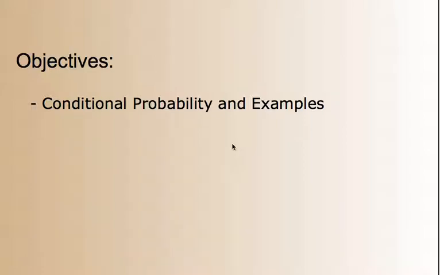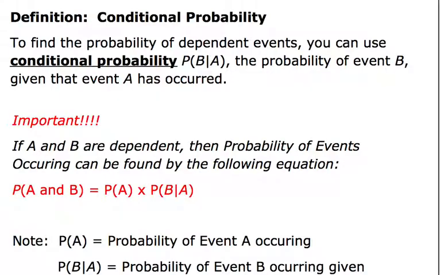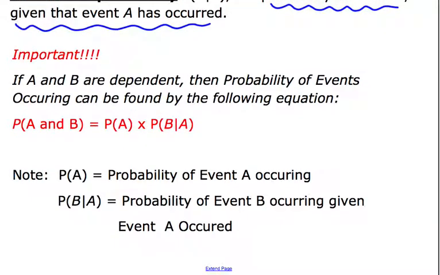This next topic is called conditional probability and some examples. So here's the definition of conditional probability. To find the probability of a dependent event, you can use conditional probability. The probability of event B occurring given that A has already occurred. Important: if A and B are dependent, then the probability of both events occurring can be found by the following equation.